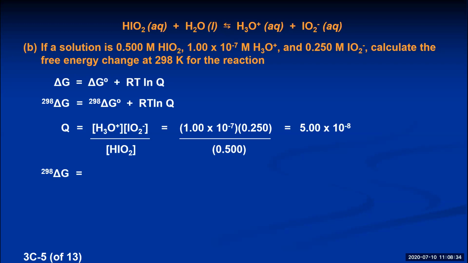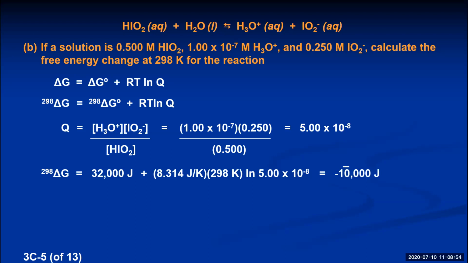But remember, because our second term is going to be in joules, we're going to have to use this as 32,000 joules. And then we're going to add to that R, 8.314 joules per Kelvin, multiply by the temperature of 298 Kelvin, and multiply by the natural log of our Q value, 5.00 times 10 to the minus 8th. And if you work this out, this comes out negative 10,000 joules or negative 10 kilojoules.